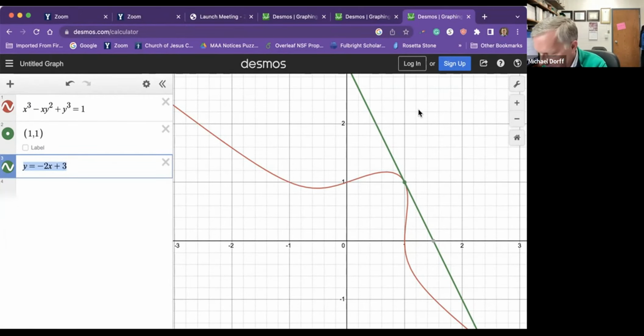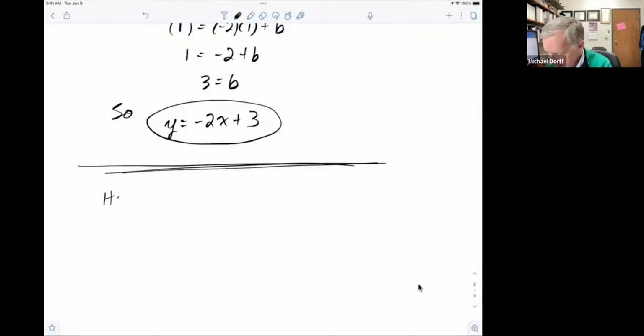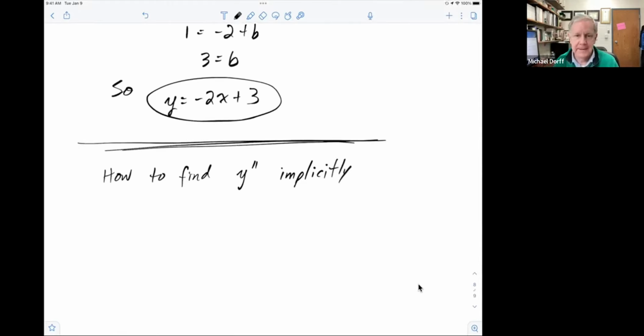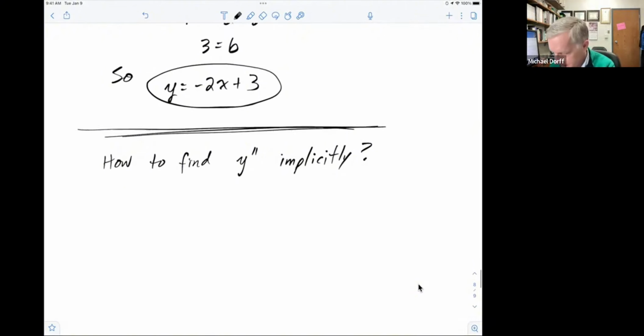Okay, now there's one last idea I just need to talk about. So going back to my iPad here. All right, and this is how to find the second derivative implicitly. We found the first derivative, dy/dx, that's the same as y prime. How do we find the second derivative? How do you find y double prime implicitly?